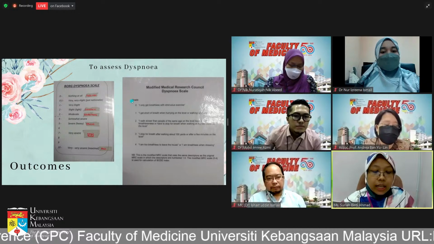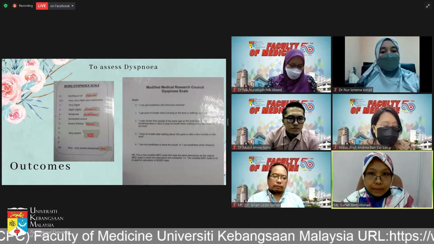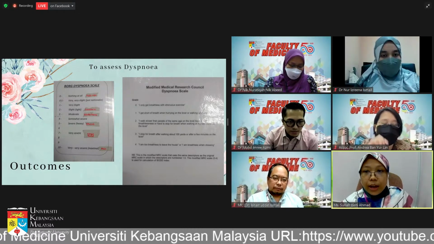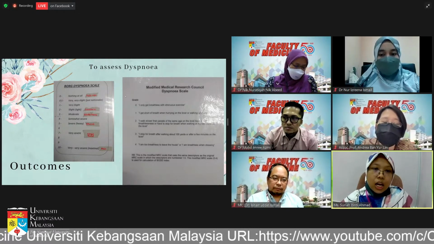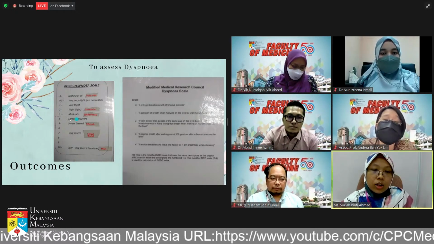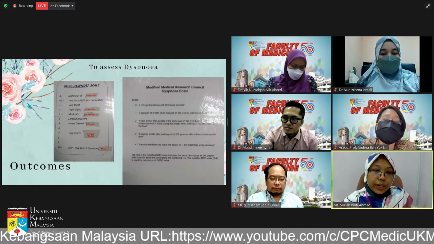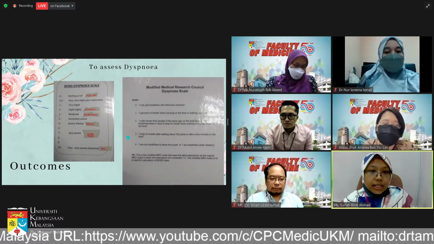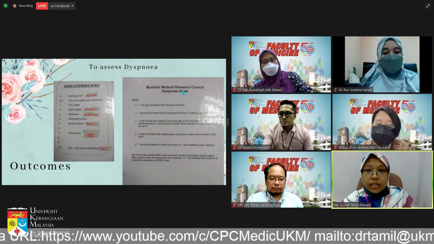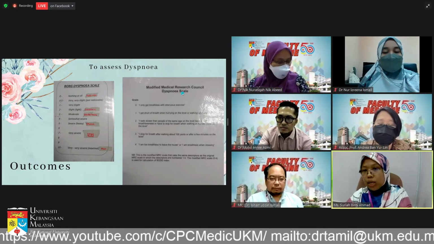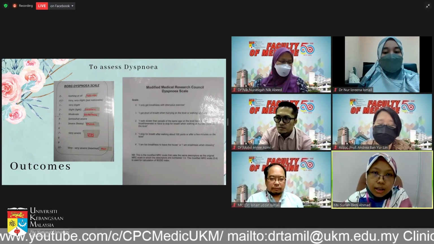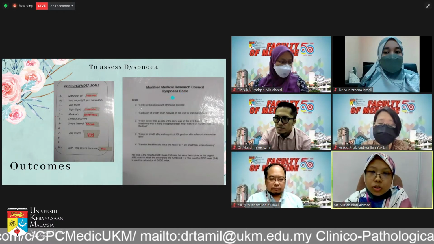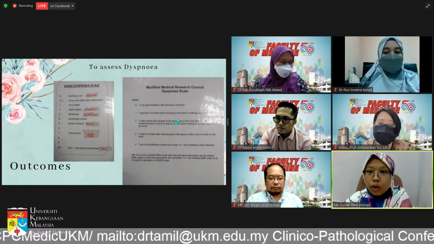Normally the outcomes we use are to assess patient dyspnea. We use the Borg dyspnea scale and the modified Medical Research Council dyspnea scale. For the Borg dyspnea scale, we normally use it before exercise, during exercise, and after exercise. While the modified Medical Research Council dyspnea scale, we normally use to describe the patient's current performance. So the grade is 0 to 4 for MMRC.